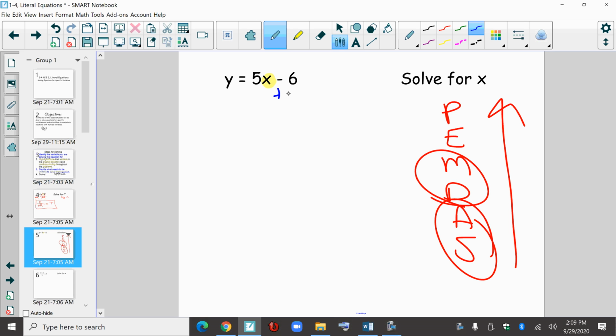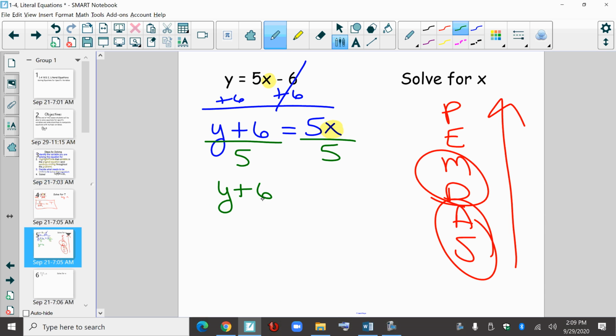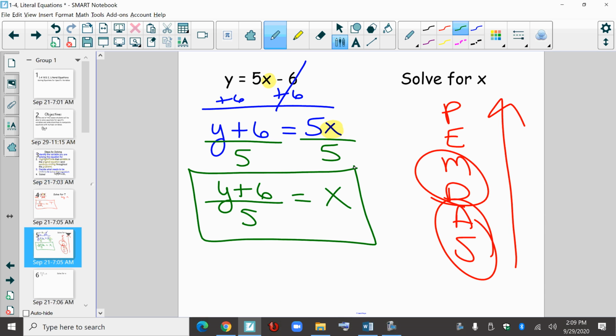So that means I'm going to add 6 to both sides. So working from left to right, I drop down the y and the 6. The 5x stays, the 6's cancel. I am solving for x. The 5 is attached to the x by multiplication, so to get rid of it, we are going to divide. So I have y plus 6 all over 5 is equal to x. Okay?